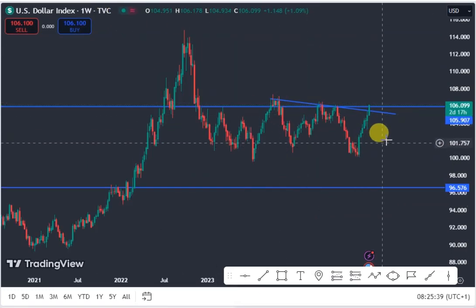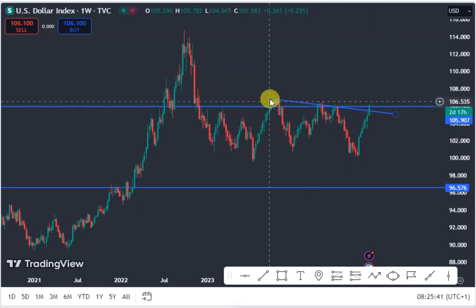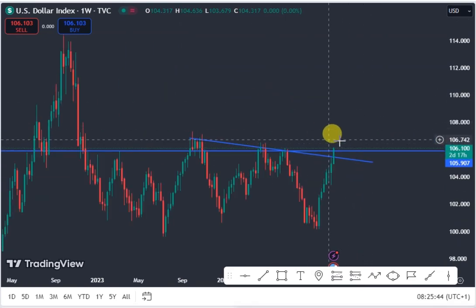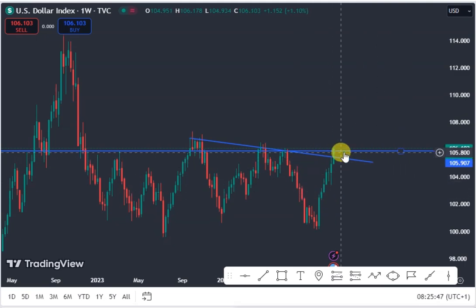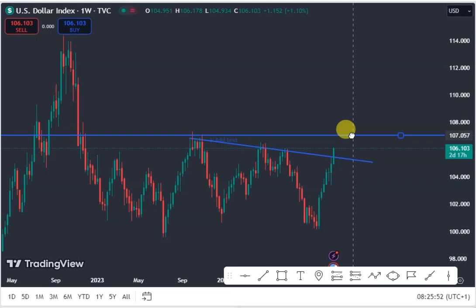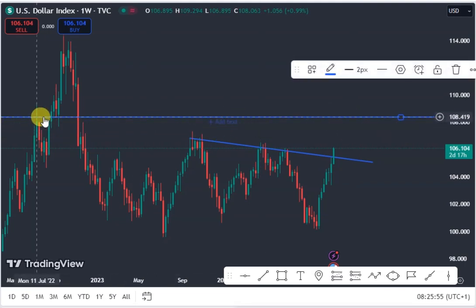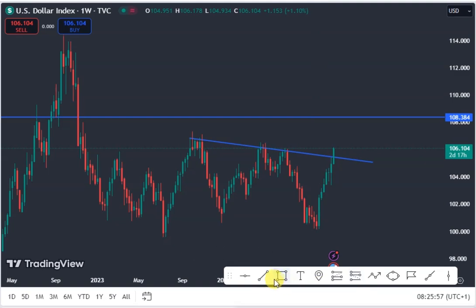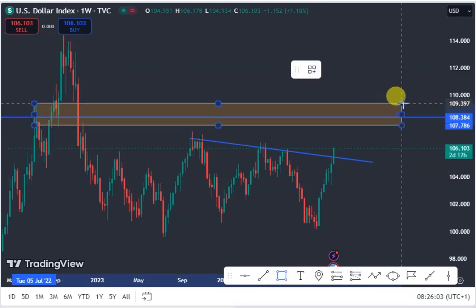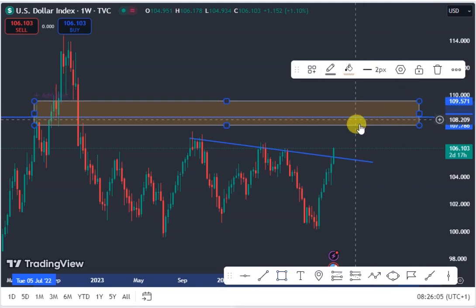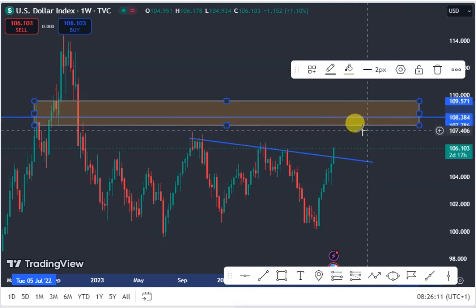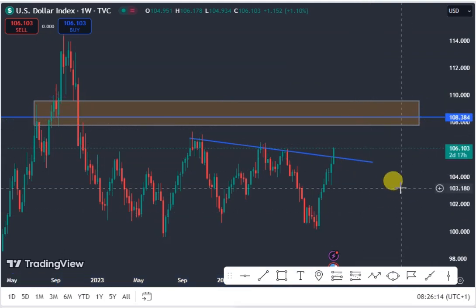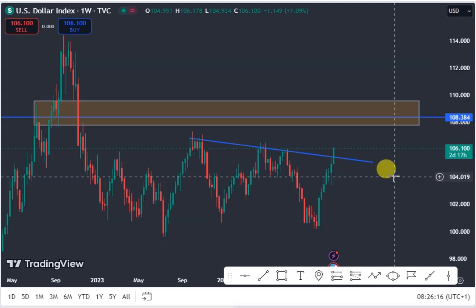The dollar index has closed above my weekly trend line. So long as price is currently above my weekly trend line, and if price closes above this weekly trend line, we expect the dollar index to come into this weekly resistance zone, which is this region. So we expect the dollar index to make its move to this weekly resistance zone. So for the dollar index, we expect a more bullish trend this coming week.